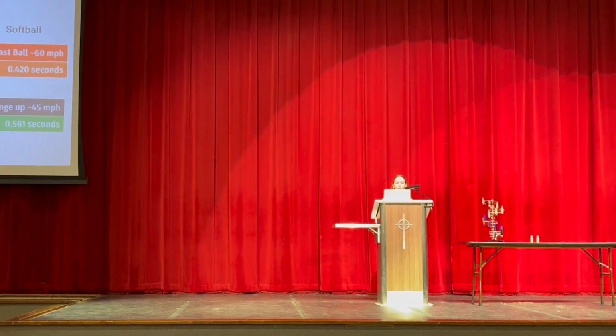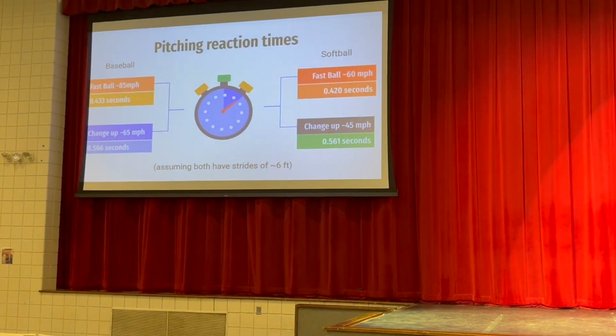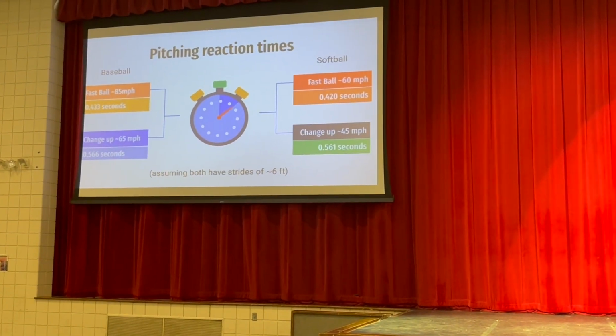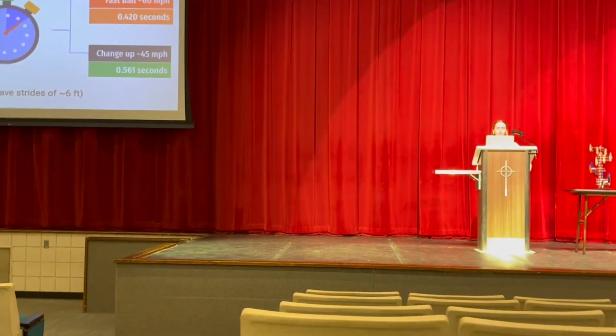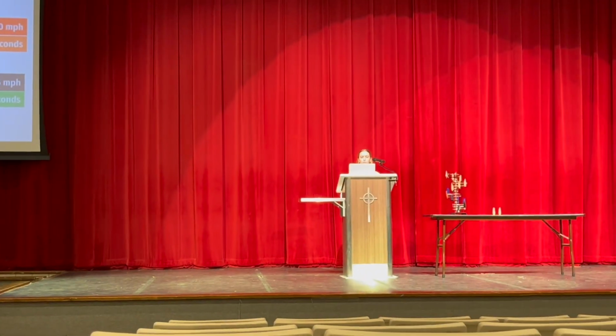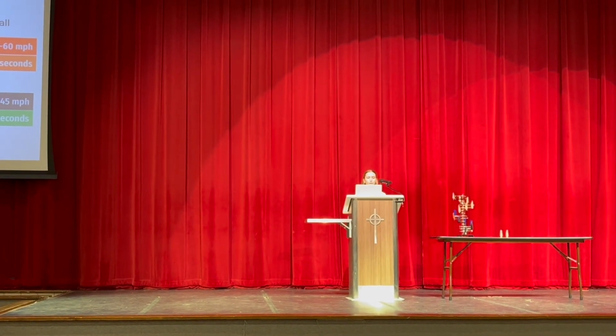So next slide. Next, you have pitching reaction times, and for all of these, we're assuming that the pitchers have strides of 6 feet, which means they step off the rubber when they pitch, which affects the distance. So you can see that a fastball for baseball is about 85 miles per hour in high school. That gets to the plate in about 0.433 seconds, while in softball, a 60 mile per hour fastball is really good for high school, and that gets there in about 0.42 seconds.